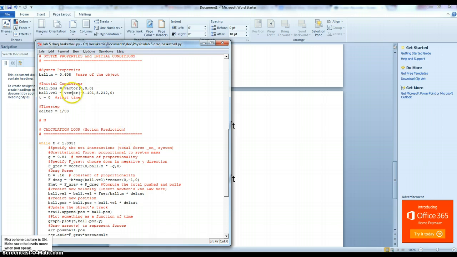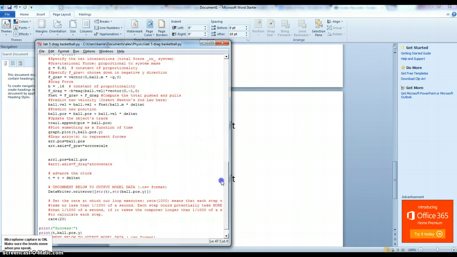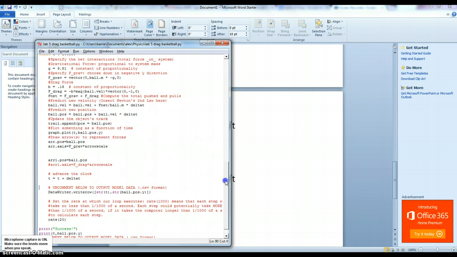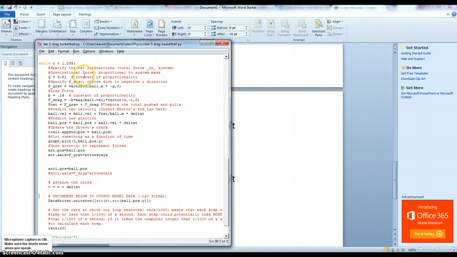So then I used this information and inputted it into what was our lab 5. And so the initial conditions you can see here: the ball's position starts out at the origin, the velocity, which we just calculated, the delta t is 1/30, which is really small, kind of like the video. And t goes for 1.035 seconds, and then we have the force of gravity and the force of drag, which here is directly proportional to the velocity of the ball.